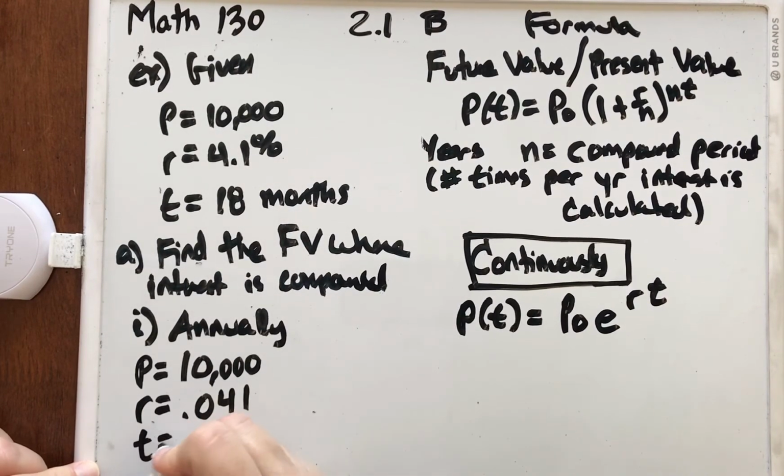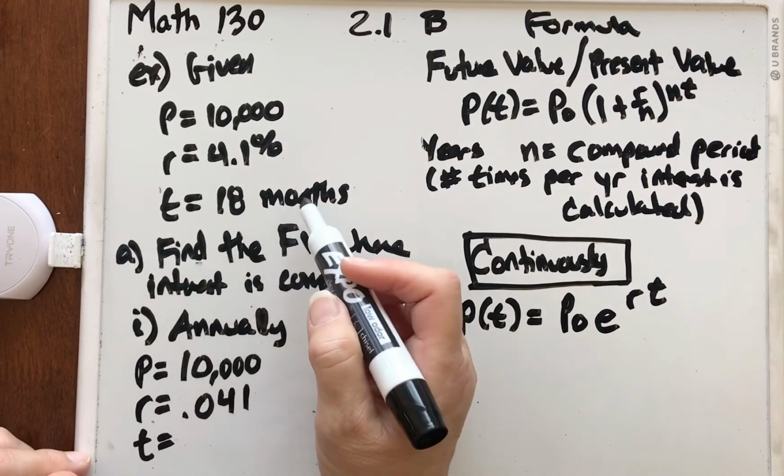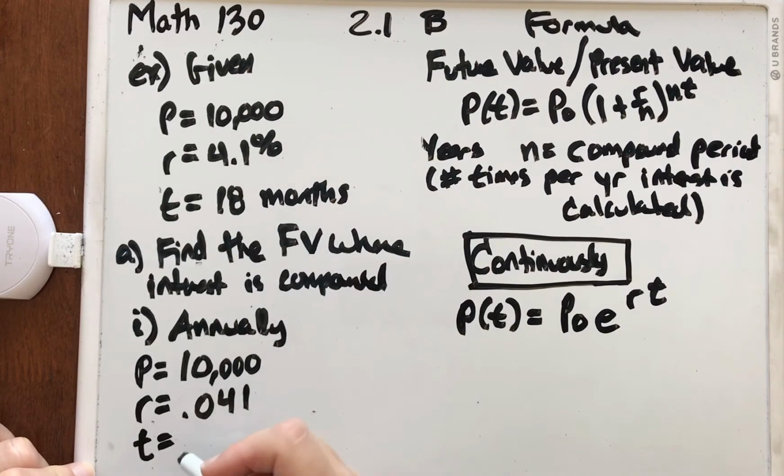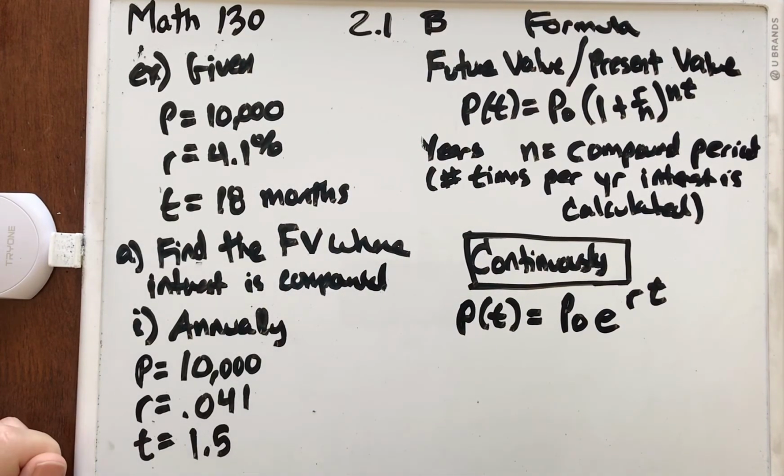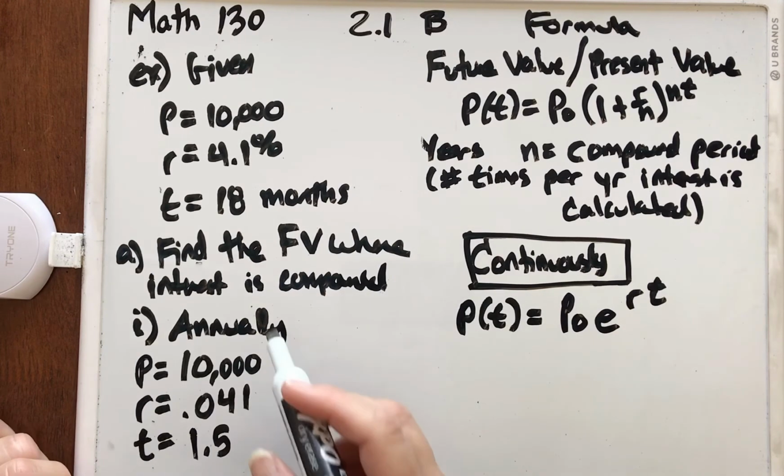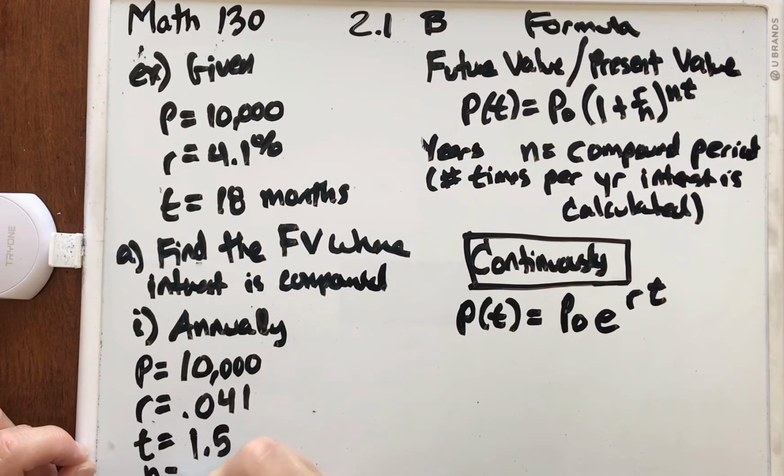Now t is in years. Can we write 18 years when it's months? No. 18 months is a year and a half, so 1.5. Okay, so compounding annually, n equals 1. Now we can do our problem.